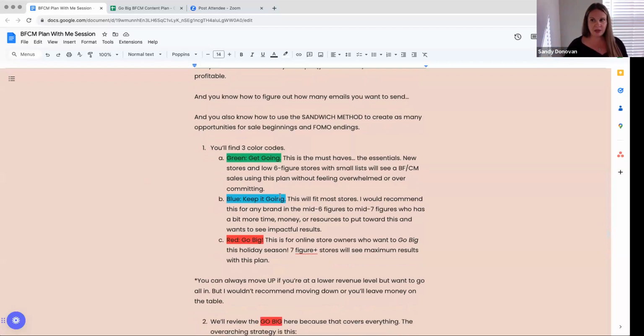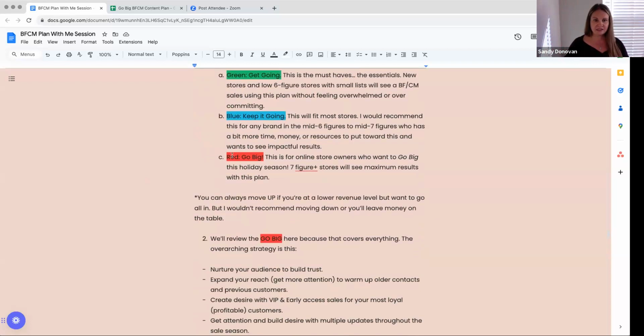The blue is the keep it going. This is going to be the plan that fits most stores. So if you've been around for a little while, you started building your list, you have a proven product, you have just a little bit more time or money to invest in this, you're going to be the blue track.